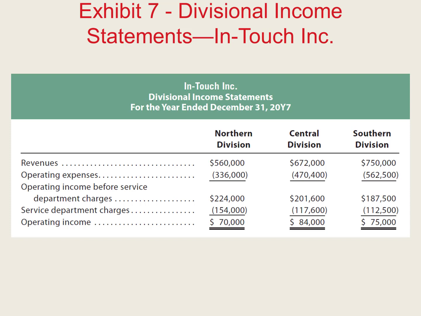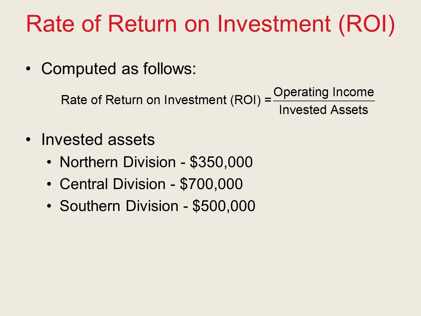What we want to consider is how each of these companies perform in comparison to the amount of capital that we have invested in each of these divisions. As you see, the invested assets for each of the divisions varies. Northern Division, we invested $350,000, Central $700,000, and the Southern Division $500,000.